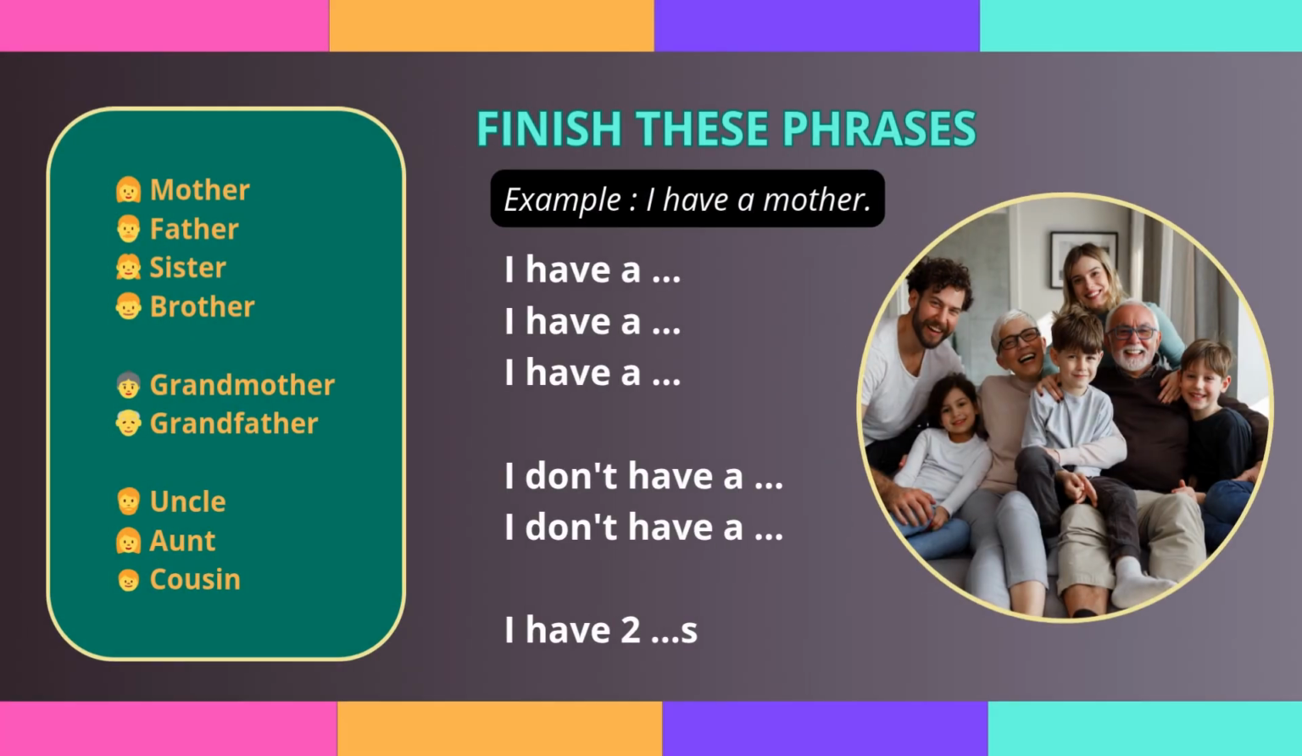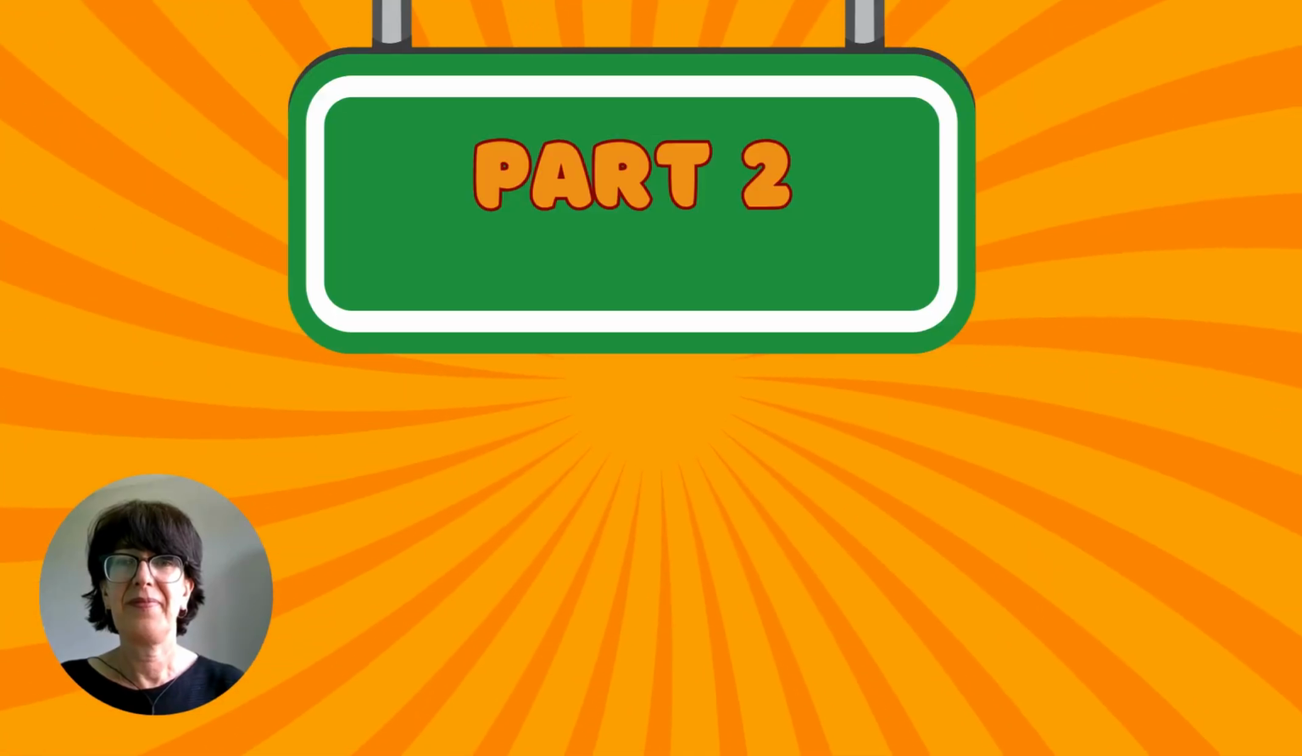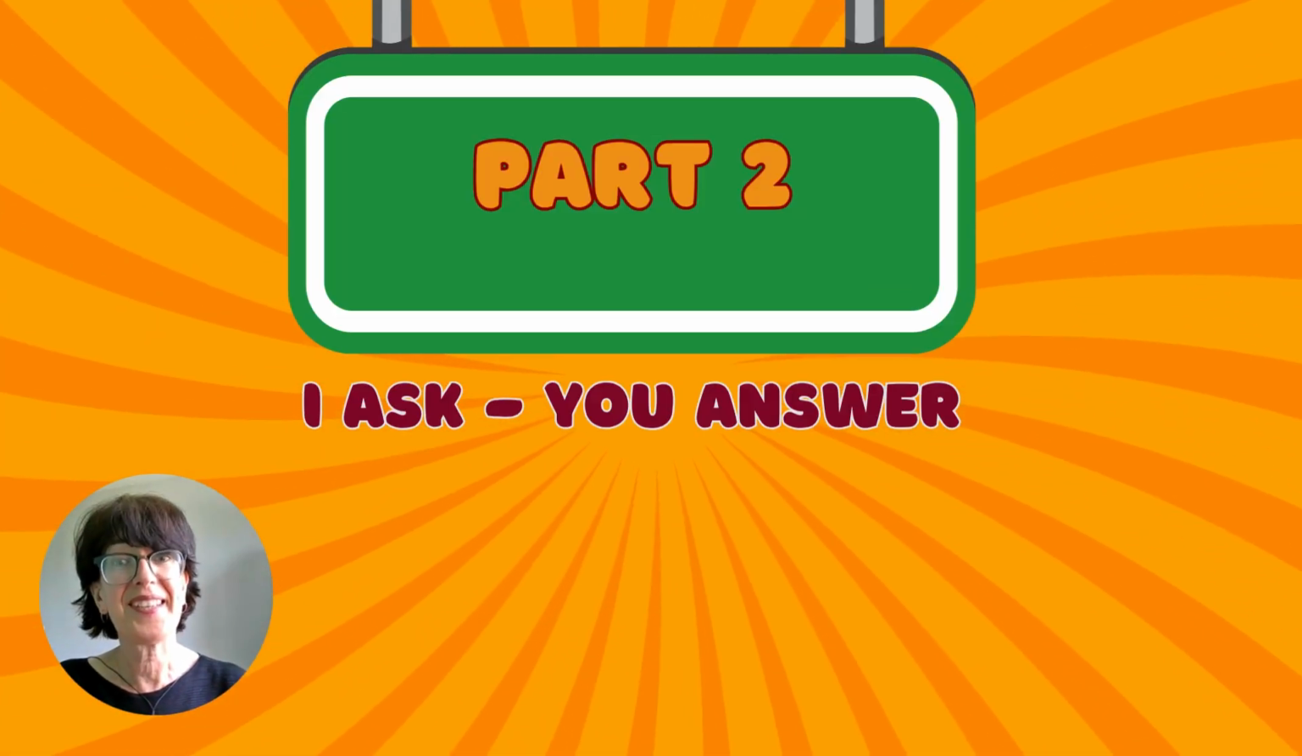And now practice. Finish these phrases. For example, I have a mother. So let's start. I have a. I have a. I have a. I don't have a. I don't have a. I have 2. For example, I have 2 sisters. Great job! Part 2. I ask, you answer.